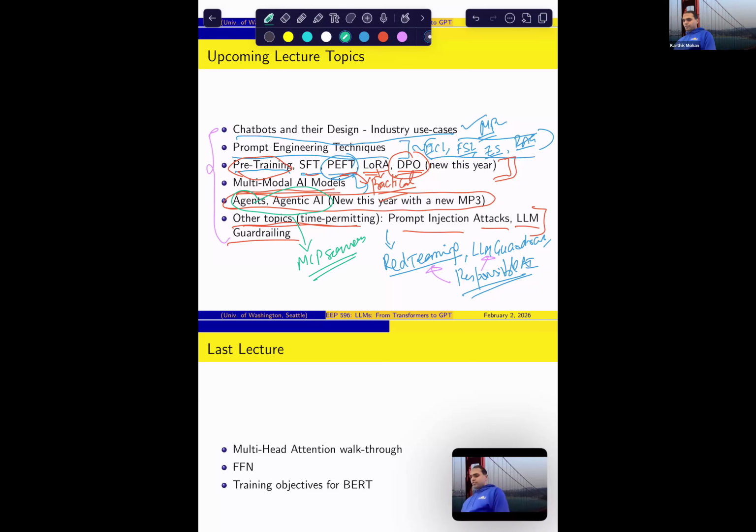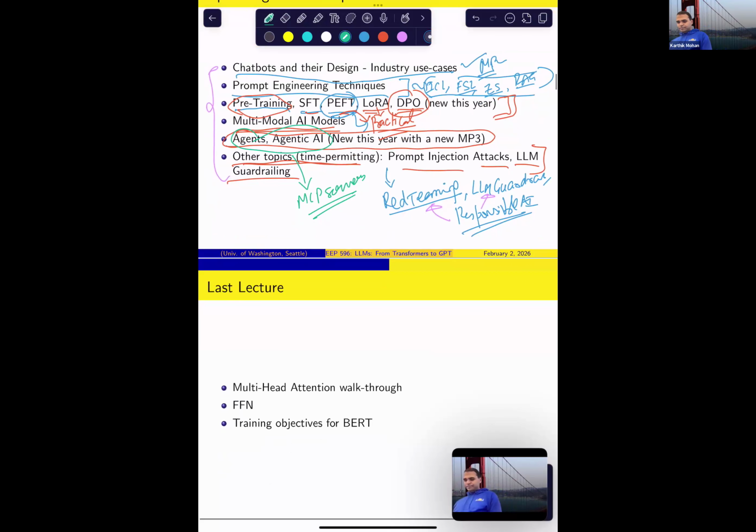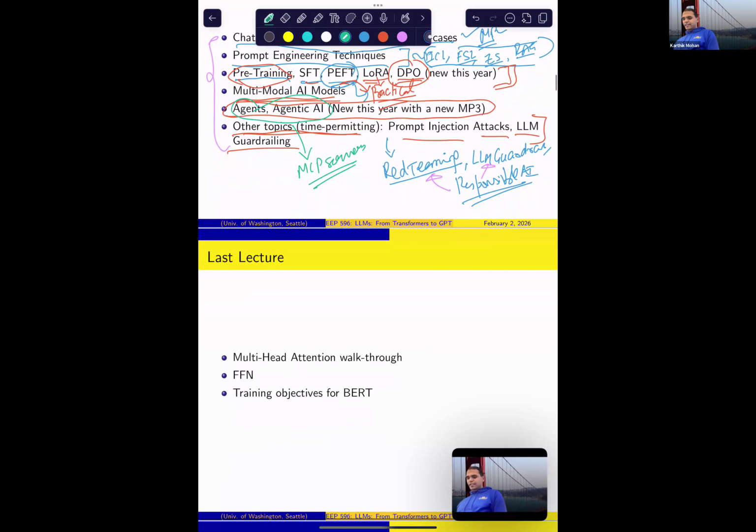All right, so today, last lecture we looked at multi-head attention walkthrough. So hopefully everyone's familiar with attention, understanding the details of attention and why attention is needed, how to compute attention, how the heads are different, and why we need feed forward, and why we need that transformer block. That's the foundation. The transformer block has multi-head self-attention and feed forward.